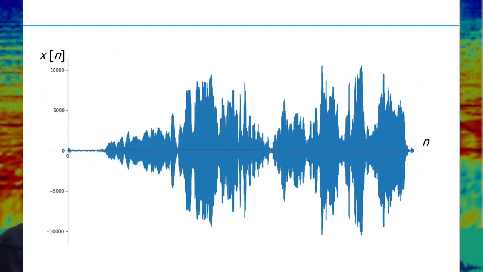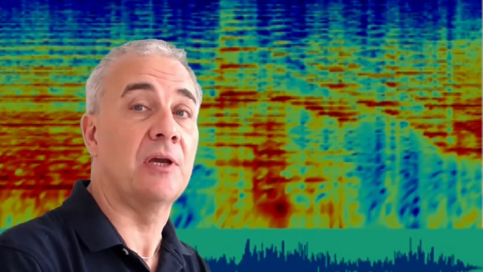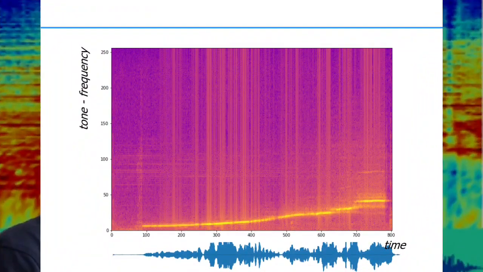Any idea what this signal is? What it represents? How it sounds? Probably not, as it is very difficult for us to interpret the signal samples directly. Now look at this diagram calculated from the signal using the Fourier transform, called a spectrogram. Horizontal time, vertical tone or frequency, and the color represent intensity or amplitude of a certain frequency at a particular point in time. Any idea now?